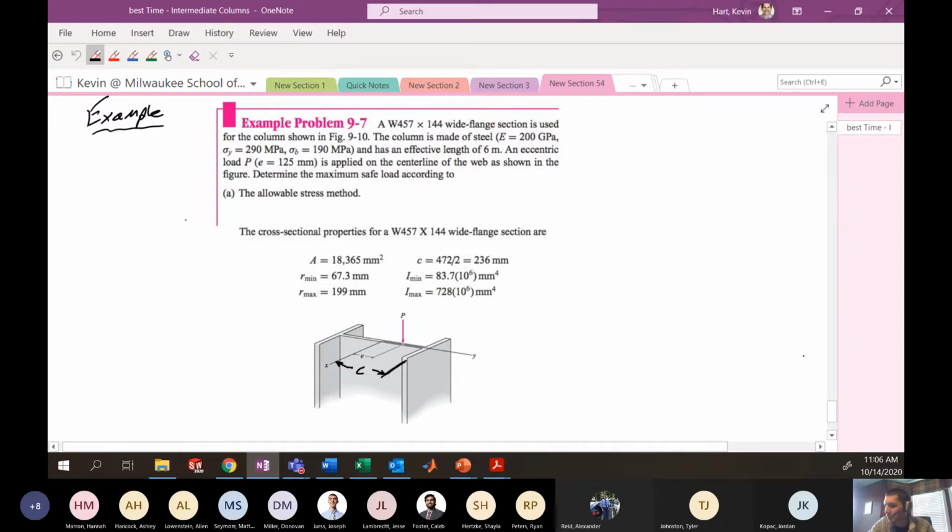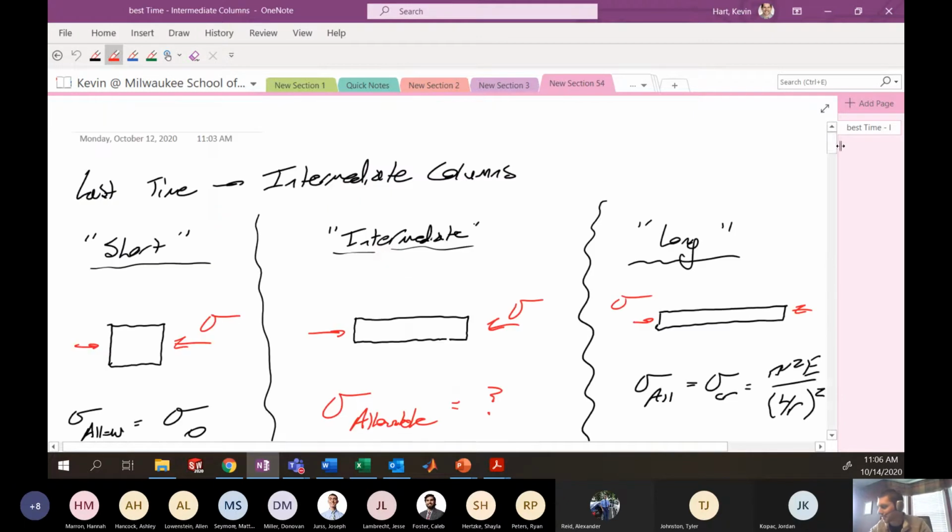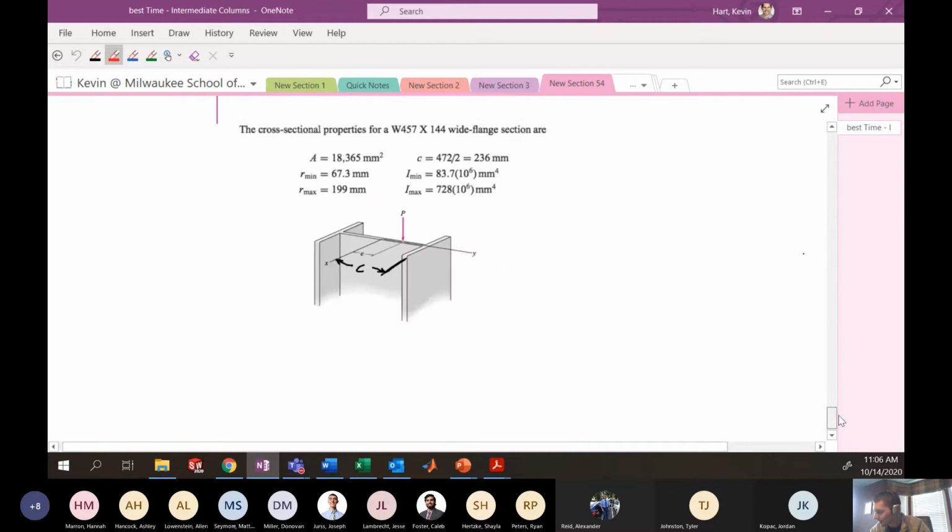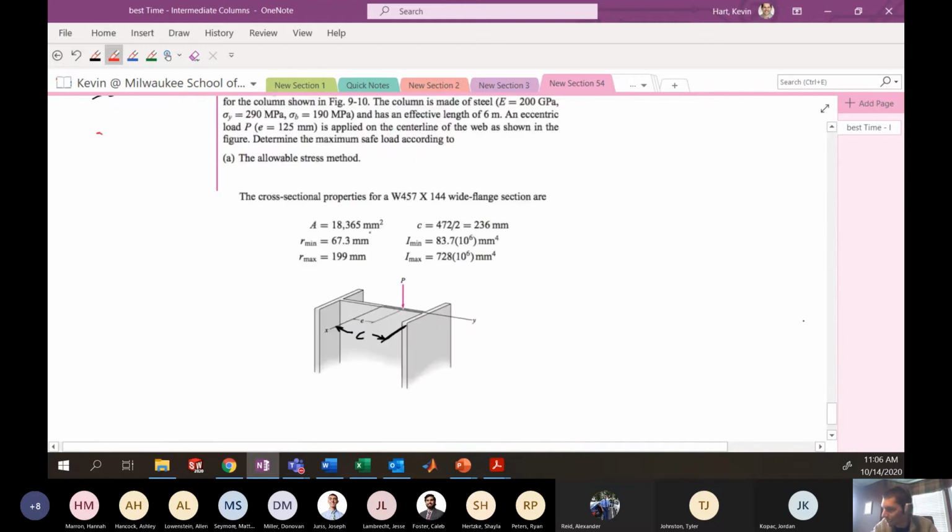All right, so let's go ahead and tackle this problem. One thing that's nice is that they give us information about the cross-section already. They've already told us what the area of the cross-section is, and what the radii of gyration are, the minimum and the maximum, and we'll talk about the minimum and maximum in a second. They also give the area moments of inertia, so that's nice. And just a reminder that the C variable, which is 236 millimeters here, is the distance from the x-axis to the top of the flange.